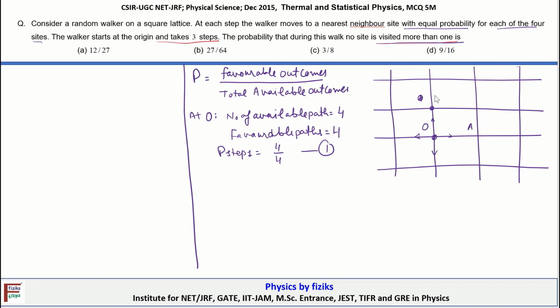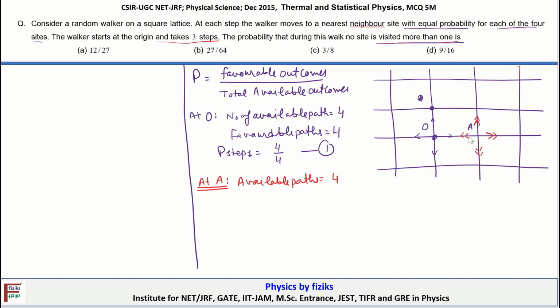So now the walker has reached the point A here. Now at point A, the available paths are, let's see, either the walker can move in this direction, or in this direction, or in this direction, or in this direction also. So there are a total of 4 path options available to the walker here.